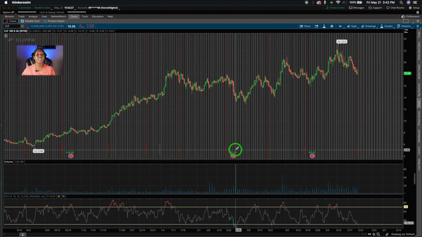Okay, so this is Cleveland Cliffs. Hi, Miss Cleveland. How are you? This is clearly an uptrending stock, making higher highs and higher lows.